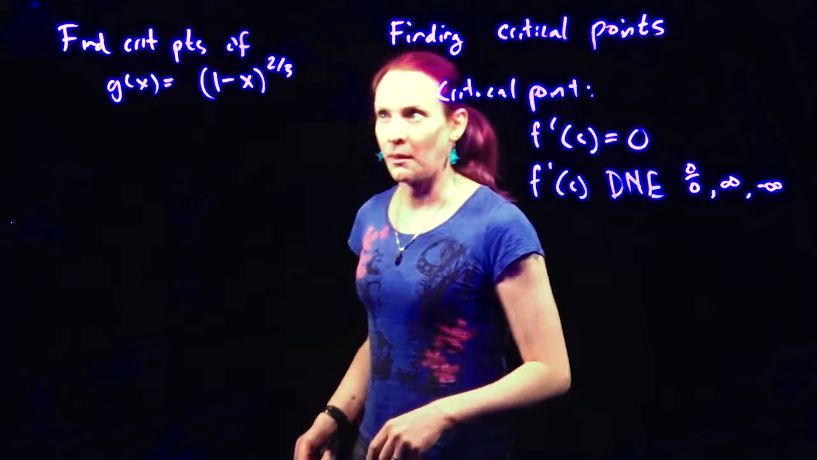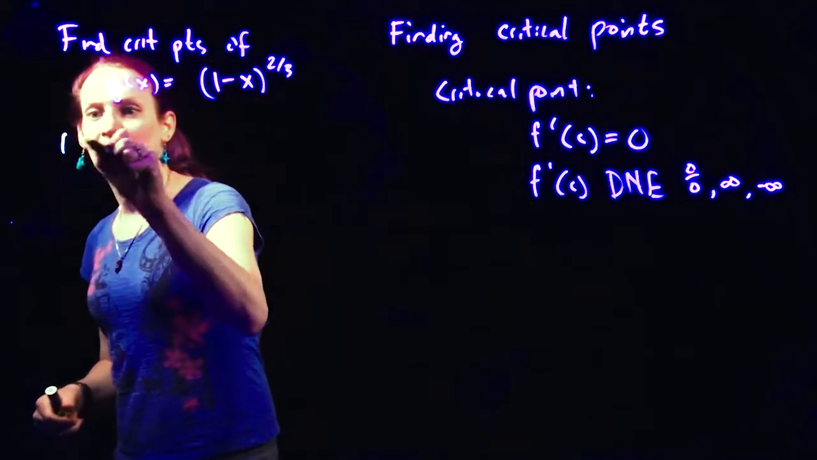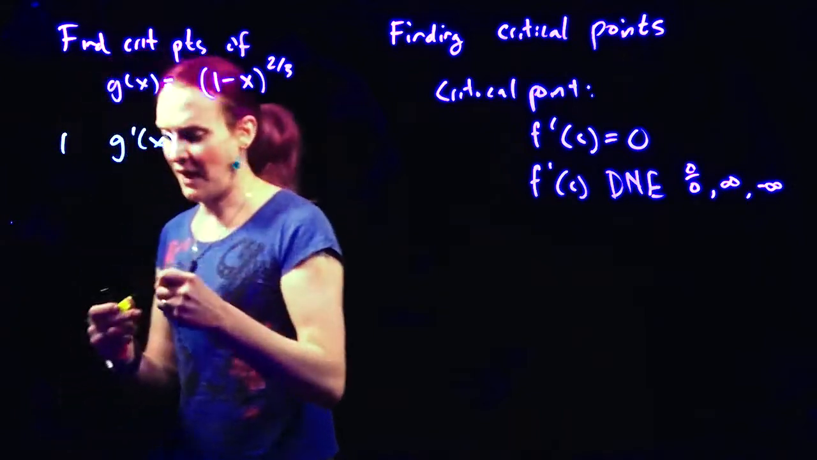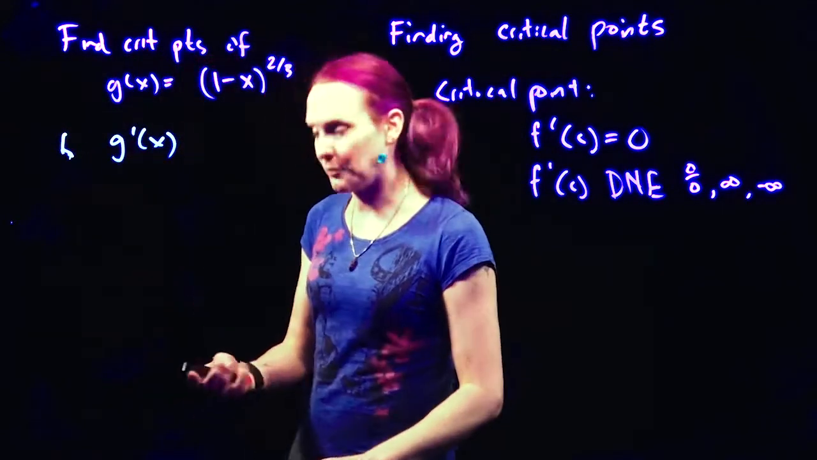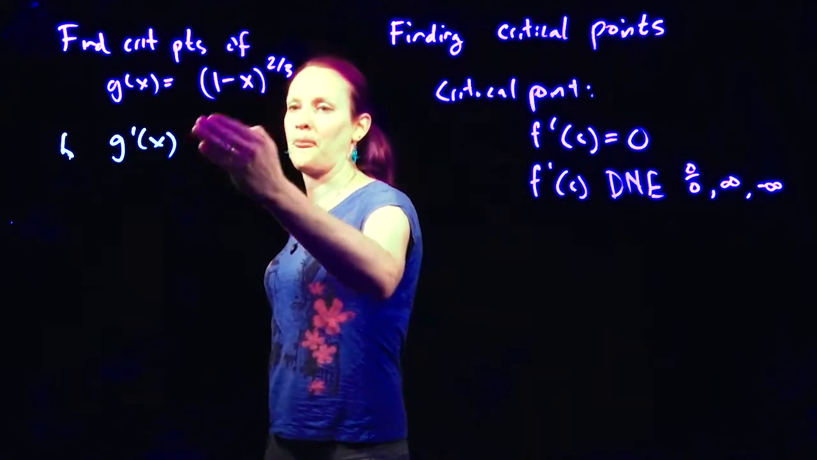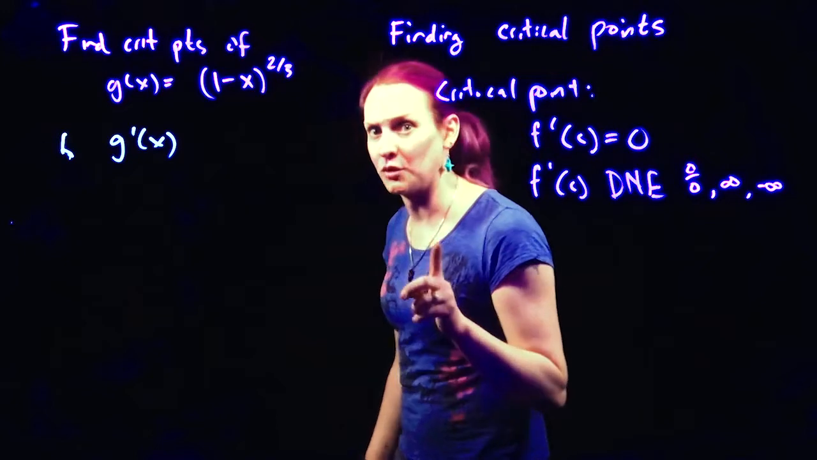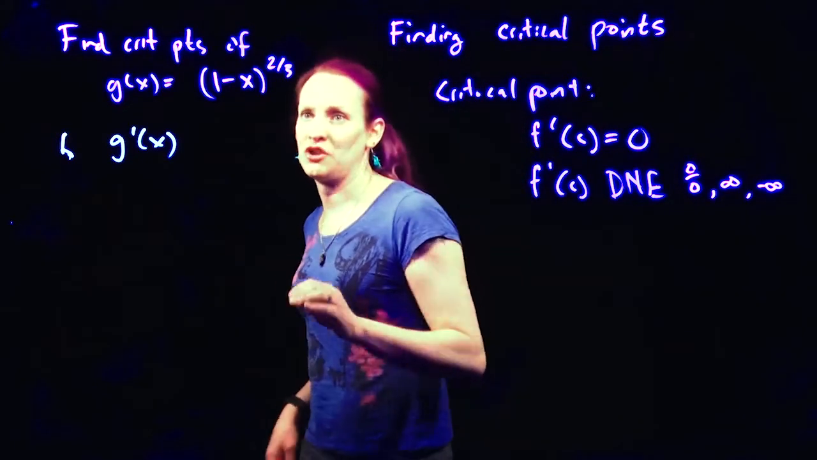Okay, so we're going to find the critical points. Remember this two-step process. One, I need g prime of x. So step one is differentiate. No problem, we can differentiate. Let's differentiate this. We've been working on the chain rule. We used our time wisely, and we got really good at the chain rule.